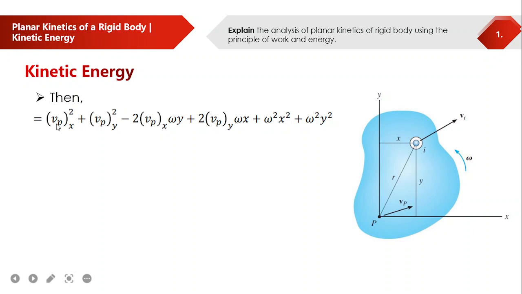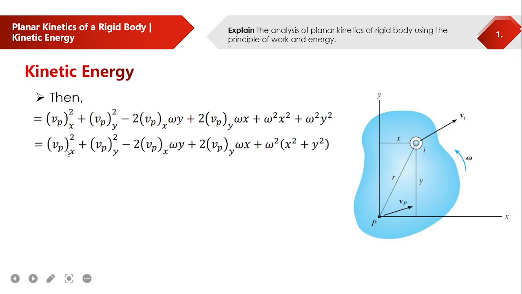So, that will be v sub p sub x squared plus v sub p, ito yung kanina. I-rearrange lang natin so that pag mamayang mag-substitute natin sa mga values ng dalawang terms ito, tsaka ito, hindi tayo ma-confuse, no? So, that will be v sub p sub x squared plus v sub p sub y squared minus 2 times v sub p sub x times omega y plus 2 times v sub p sub y omega x plus omega squared times x squared plus y squared.